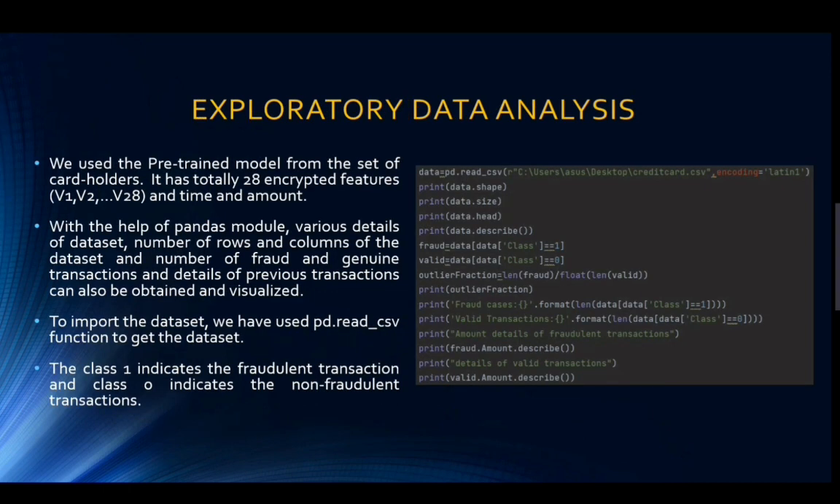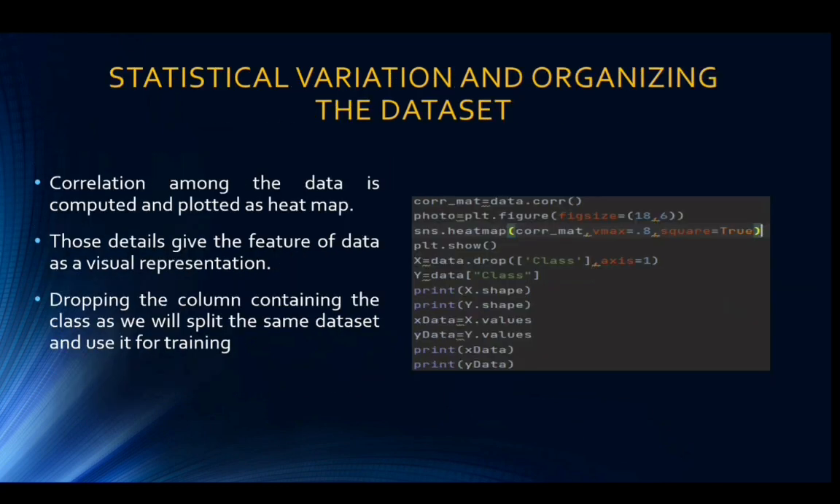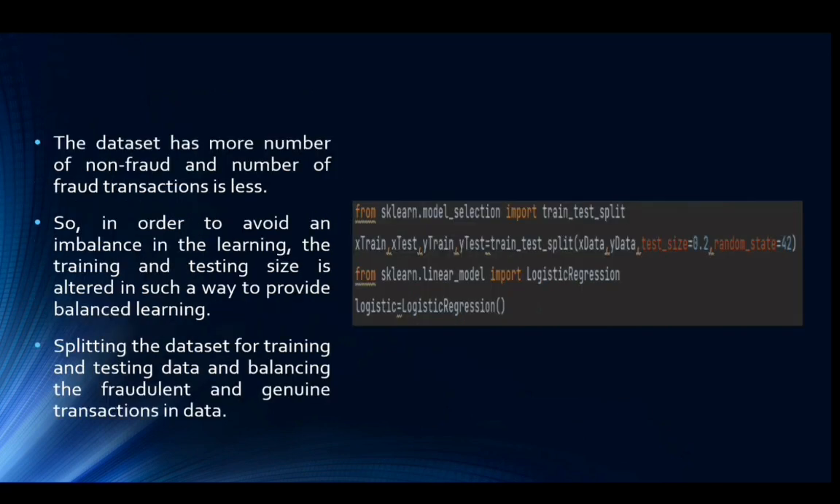So here we have used the Pandas module to analyze the data, and to import we use the read function. Class 1 represents the fraudulent transaction and class 0 represents the non-fraudulent transaction. The data set is being organized here and the variation is being plotted. There is always an imbalance in the amount of fraudulent and non-fraudulent transactions, so testing and balancing was done.